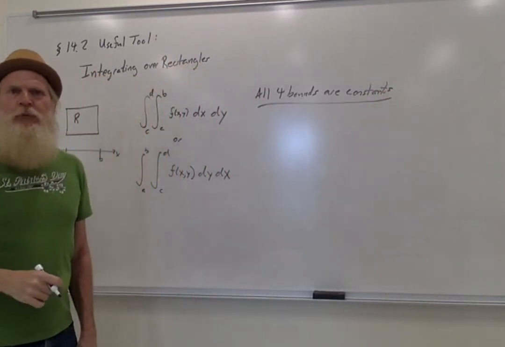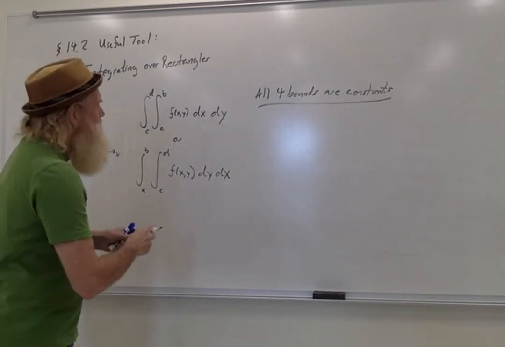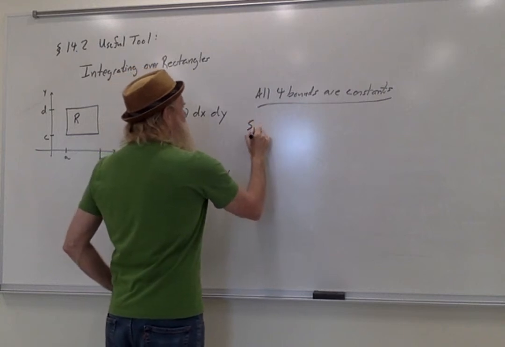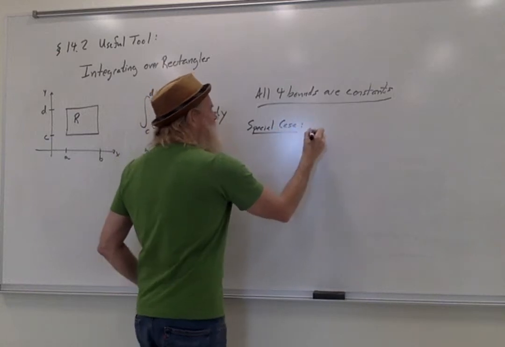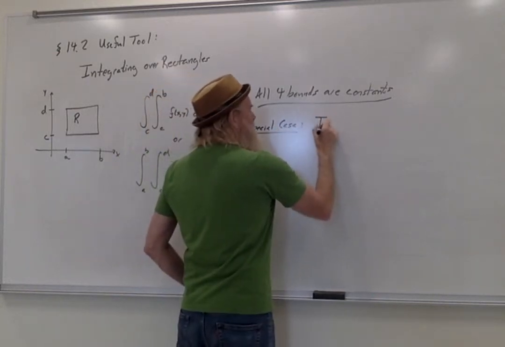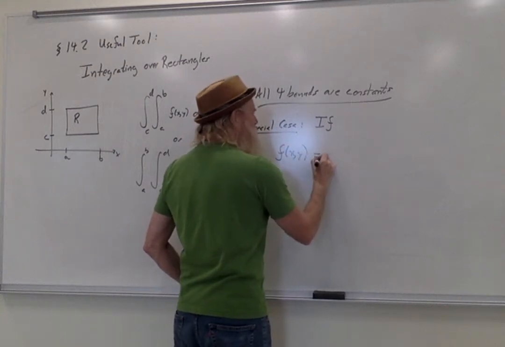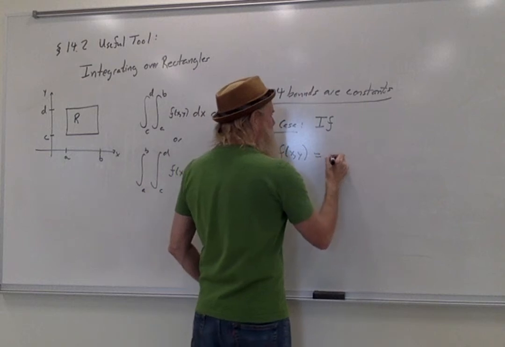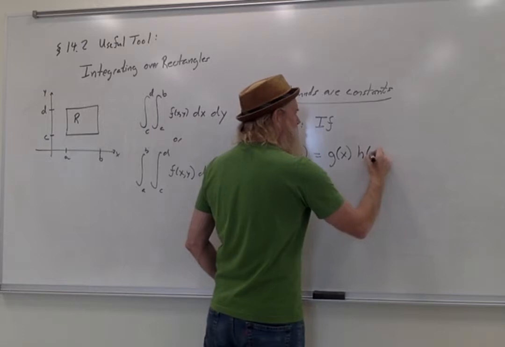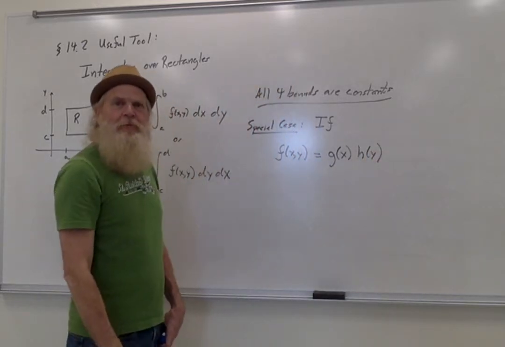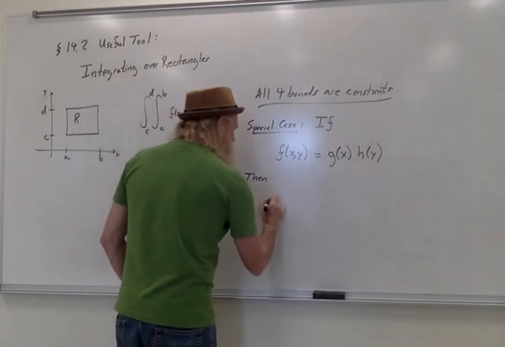And that's something really important to remember: if all four bounds are constants, then that means that you're describing a rectangle. Now, here's a special case. Suppose that your function factors in such a way that you can separate the x's from the y's. So maybe f of x and y is equal to a function of x multiplied by a function of y. If that's the case, then the integral can also be factored.